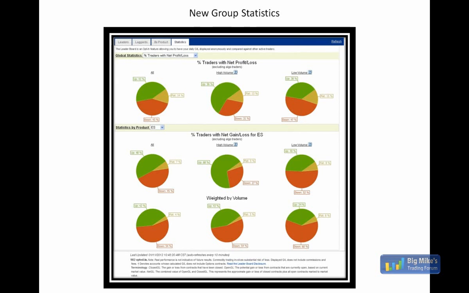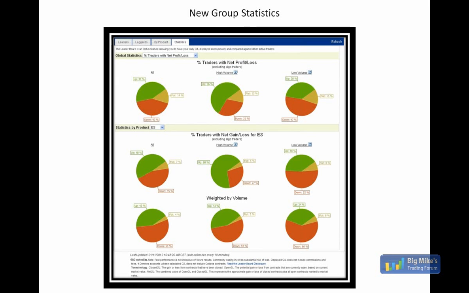The last two pages are graphs and charts that display the whole group and their overall performance on the day. The pie charts show the percentage of traders that are up, down, and flat. The top set is all the products, and the bottom two sets are broken down by product. I think you can pull up the 8 most popular products, which pretty much covers about 95% of the trading that's going on.